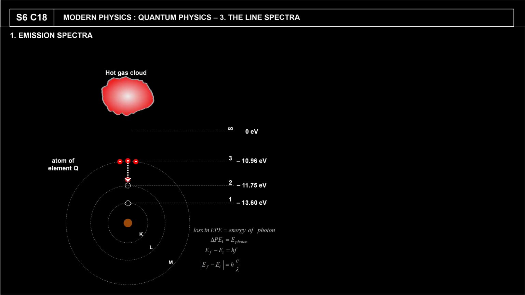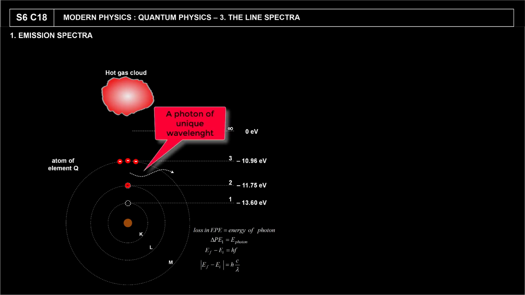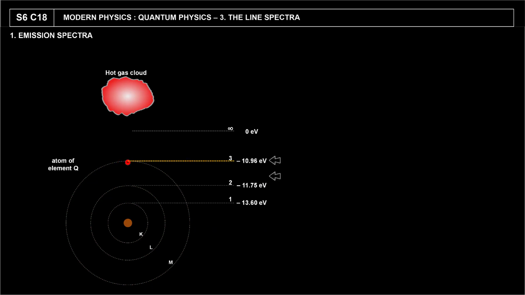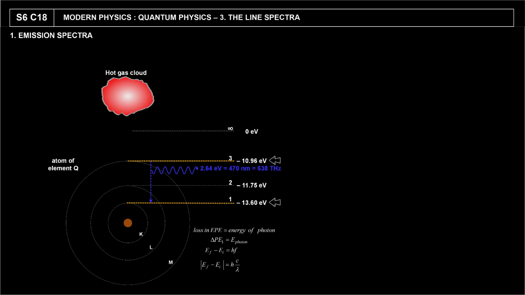And based on the principle of conservation of energy, that loss in potential energy will be given off as a single photon of a unique wavelength. In our hypothetical atom, 3 energy levels are available, and we are looking for every possible electron transition that could result in the generation of a photon. An electron could fall from the third to the first, that is from a potential of negative 10.96 electron volts to negative 13.60 electron volts. The difference, 2.64 electron volts, results in a photon of energy 2.64 electron volts, which corresponds to 470 nanometer wavelength, which is in the blue region.